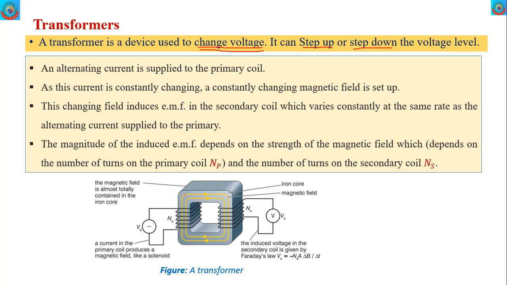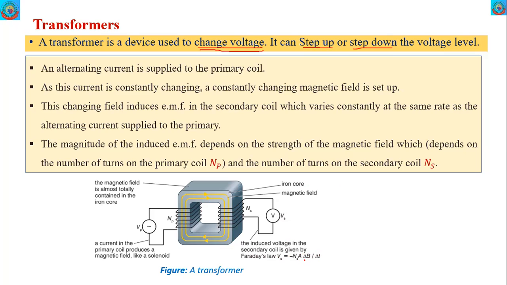The magnetic field is almost totally contained in the iron core, and the magnetic field is generated due to the flow of electric current in the primary. So a current in the primary coil produces a magnetic field, like a solenoid. The induced voltage in the secondary coil is given as Vs equals N_S times delta B over delta T.